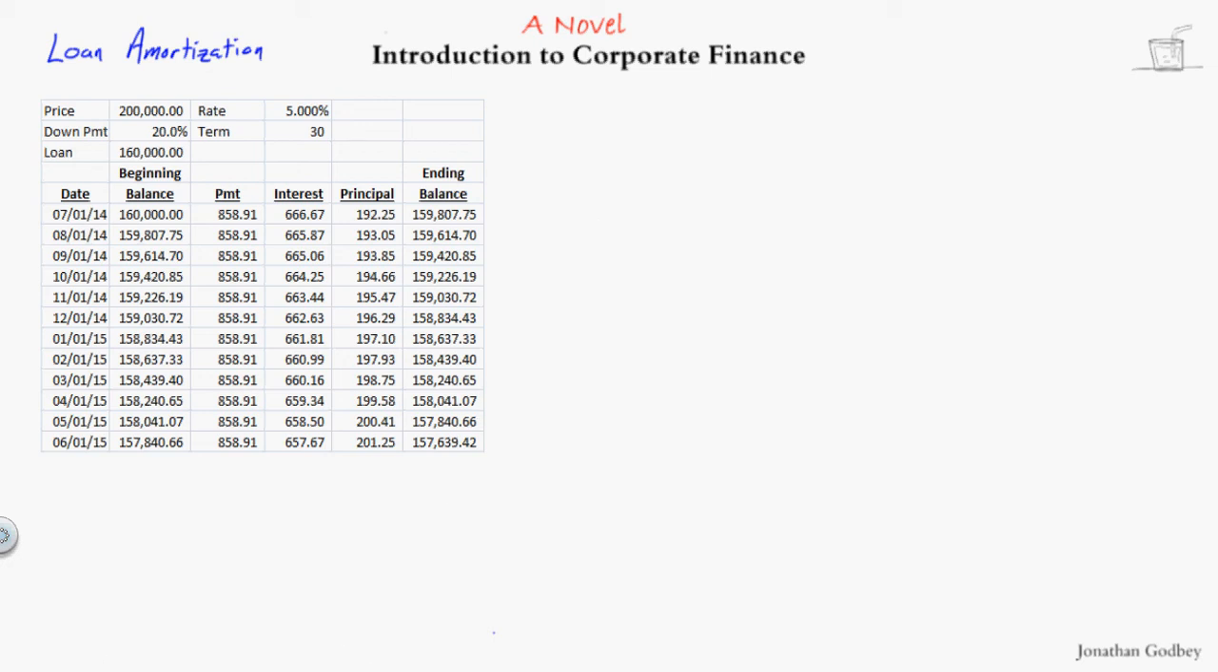In this video, I want to talk about loan amortization. This is going to work for a house or a car, anything like that. So let's go through a house example, and we'll take something very typical. We'll say that we have a house that costs $200,000.